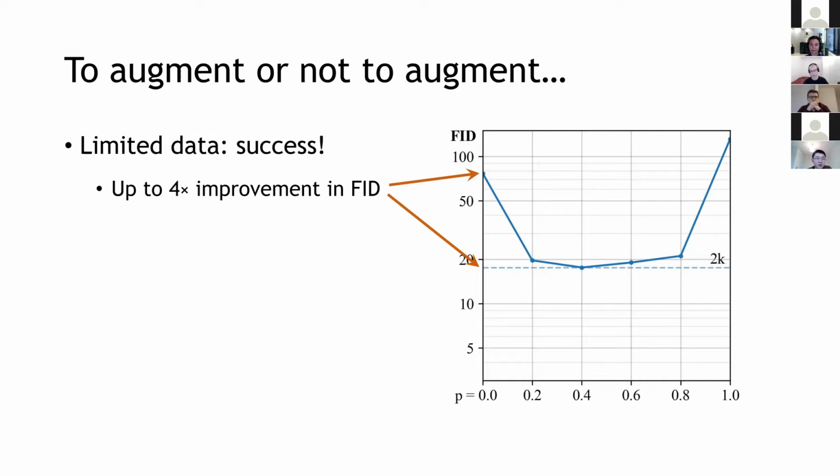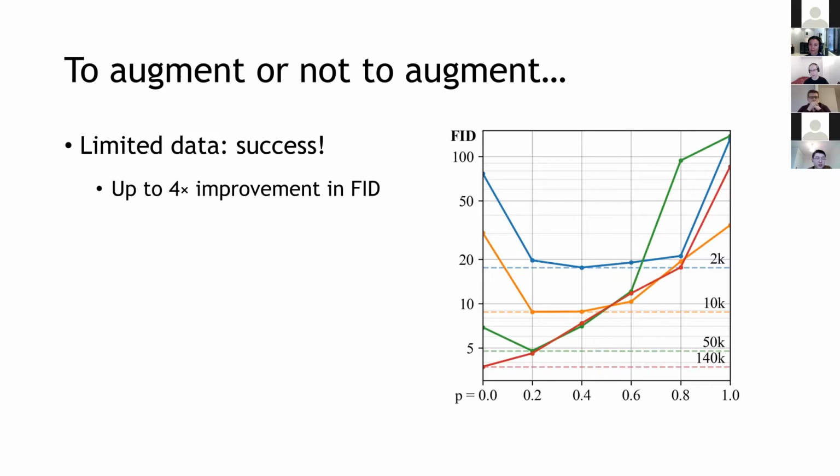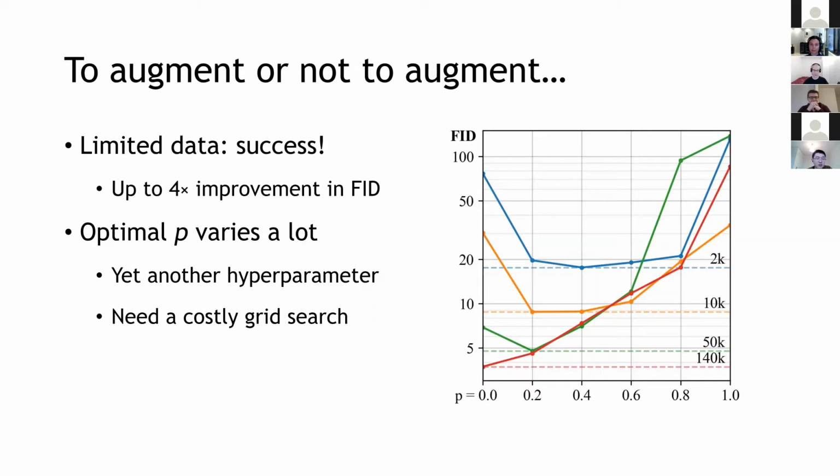But if we look at larger training sets, we can also see that the optimal choice for p tends to vary quite a lot. So it's essentially yet another hyperparameter that we need to tune on a case-by-case basis using a costly grid search. In the case where we have a lot of training data, there's no overfitting, no problem to be fixed, so the augmentations are purely harmful. Of course, we'd like to avoid this kind of hyperparameter tuning.